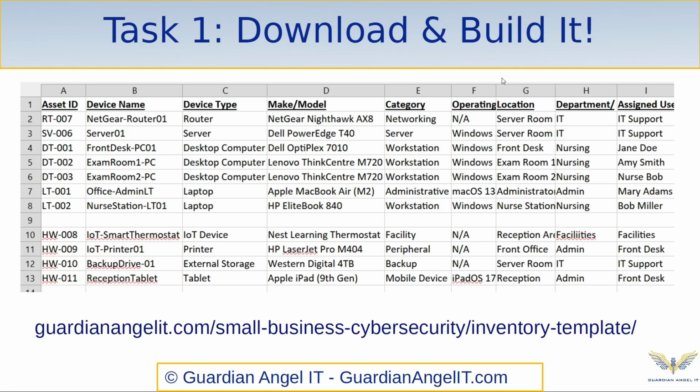You can download a template with helpful comments for each column by visiting the address at the bottom of this slide, and you can find a link in the video description. You can see a sample filled out version of the template on this slide, which shows part of a hardware inventory for a small medical office. Note the categories on the first row: asset ID, device name, type, make and model, category, operating system, location, assigned department, and assigned user. The template has more columns than those shown on this screenshot, but feel free to remove or add columns as you see fit.